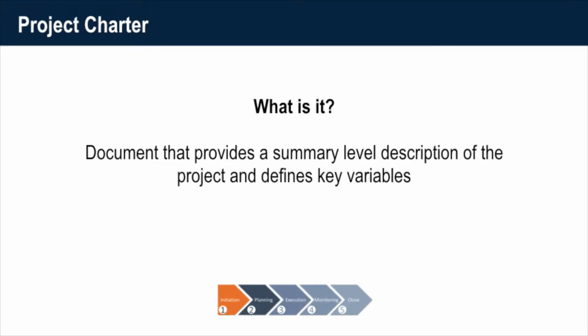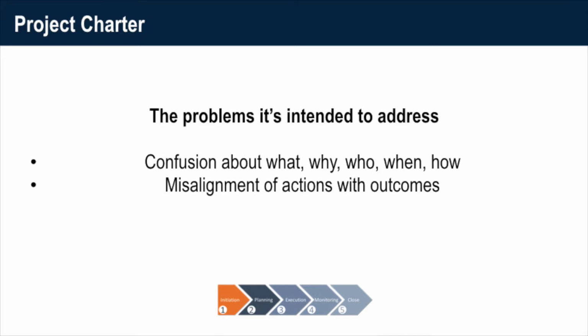The first tool is called a project charter. And this is really a document that provides a summary level description of the project and defines key variables. While this sometimes can feel like an exercise in monotony to sort of document some things that feel obvious to the project manager, it's tremendously helpful for others to mitigate confusion about different things that pop up during the life of any project. So the problem the charter is intended to address are twofold.